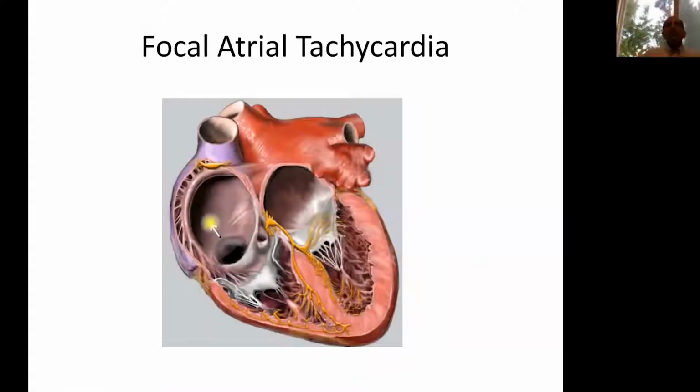The third kind of supraventricular tachycardia, or paroxysmal supraventricular tachycardia, which is regular, is what we call focal atrial tachycardia, which means there is just a focus in right or left atrium, which is beating very fast and just firing by itself.